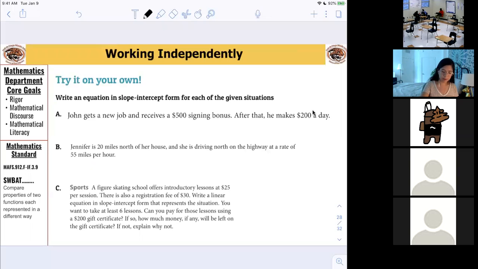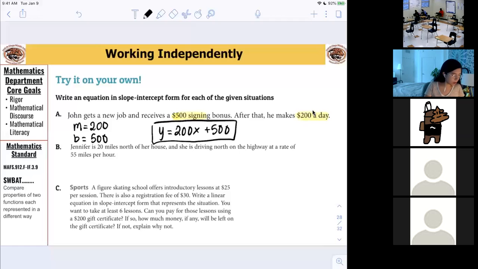What was my y-intercept? For A, I think it was 500. Or 500. So this one was pretty simple because there were only two numbers there. There was nothing trying to throw you off. Very simple. The slope is 200 and the b was 500. So what's my equation? y equals 200x plus 500. Perfect. y equals 200x plus 500.